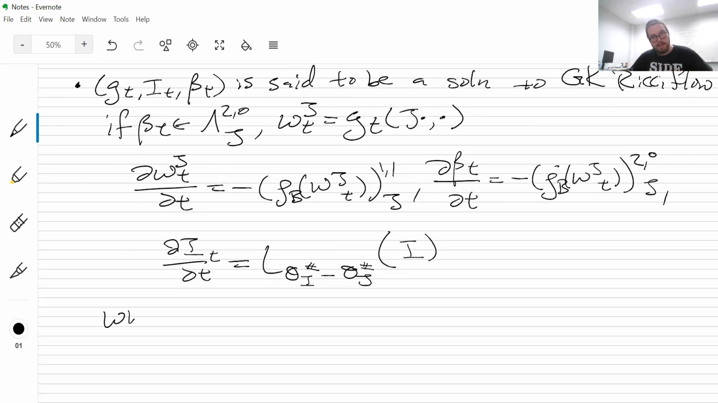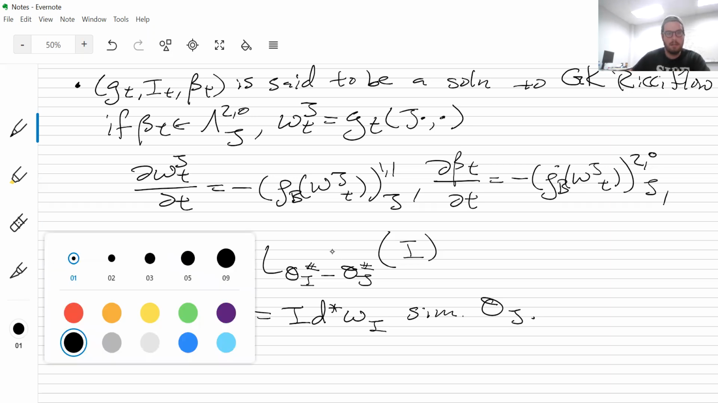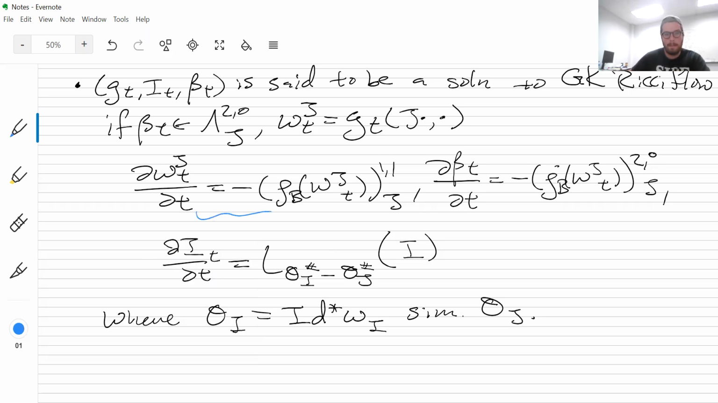Where these θ_i's are I d star ω_I, and similar for J. All right, so you'll notice it's just pluriclosed flow with extra structure. This is like PCF. This is extra.